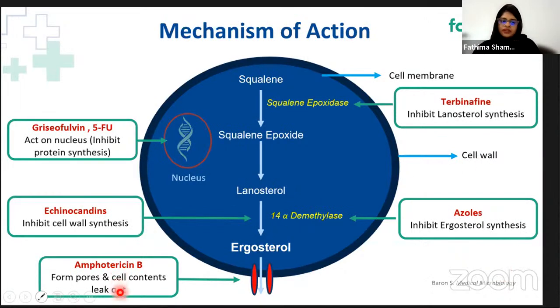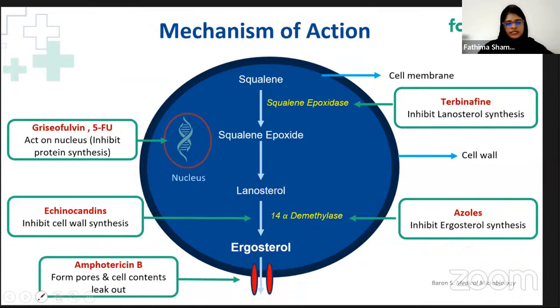First, we have the polyene antifungal, amphotericin B. It works by binding to ergosterol, which is a sterol found in the cell membrane of fungi. This binding creates pores, and eventually cell contents leak out, leading to cell death. Next, we have another important category, the azoles. They inhibit lanosterol 14 alpha demethylase, which is involved in the conversion of lanosterol to ergosterol.